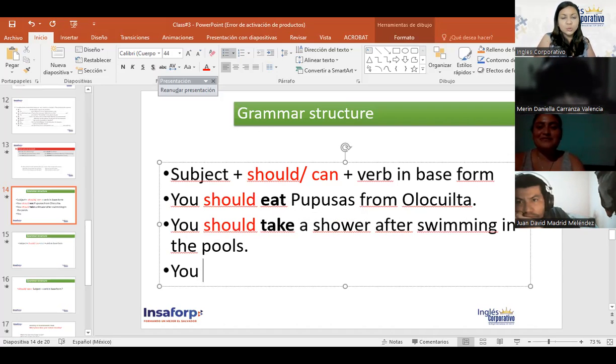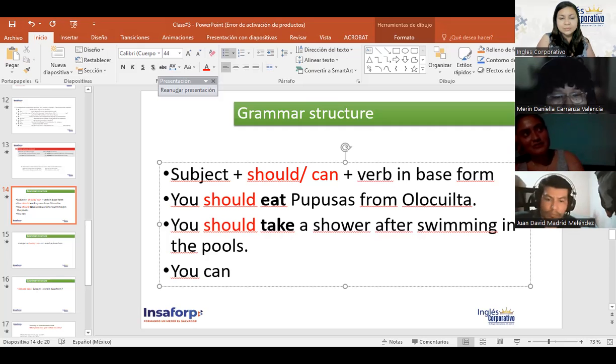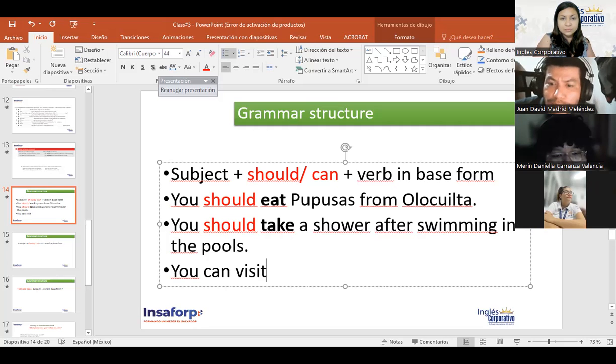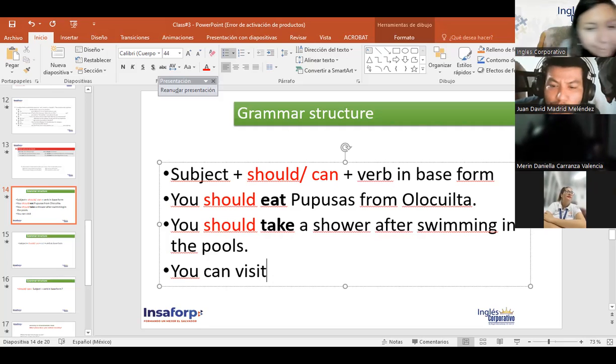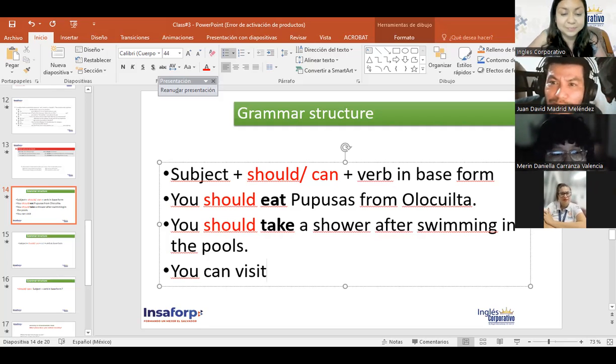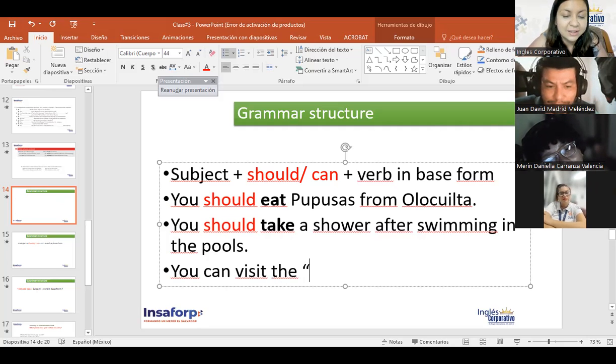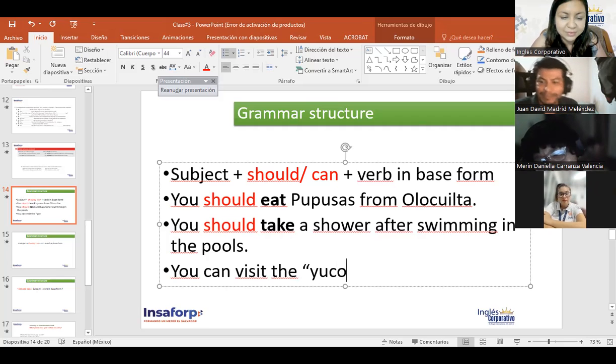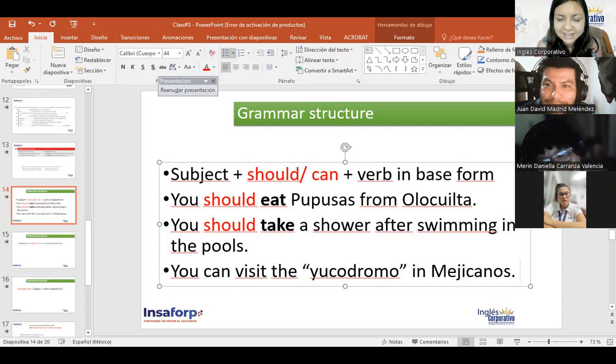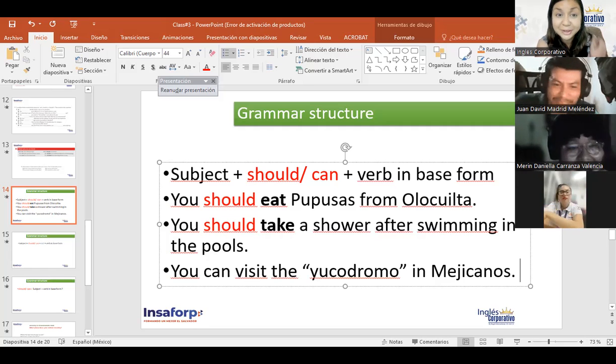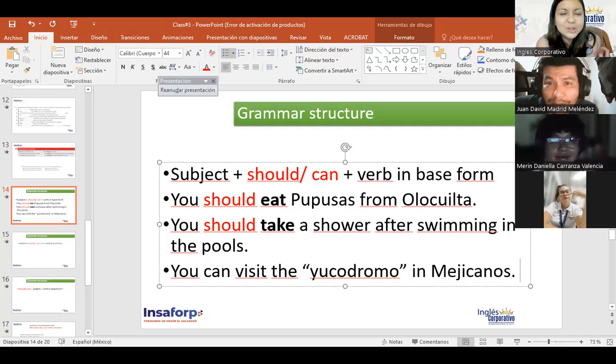And what things can you do in El Salvador? You can visit the Yucódromo in Mexicanos. Okay, you can visit the Yucódromo. Where is that? It's a place where people sell yuca. In Mexicanos, it's very famous. That is also new for me. It's new for you. I went once with my family.